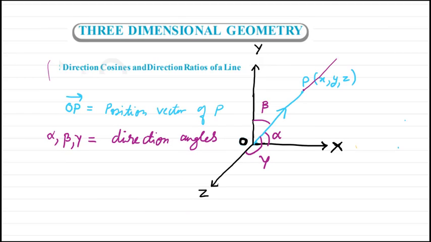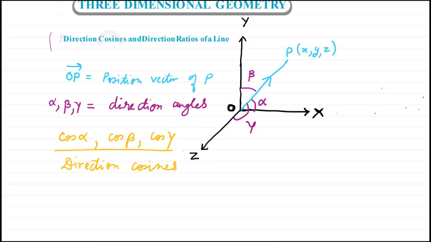If you extend this line to some other point P1, then the coordinates will change. The x, y, z coordinates will change, but the direction cosines will always remain the same because the angles are still alpha, beta and gamma. So the direction will always remain the same, but the position will change. Because of that, the length of this vector OP1 will change, but the direction cosines will be the same in this case.